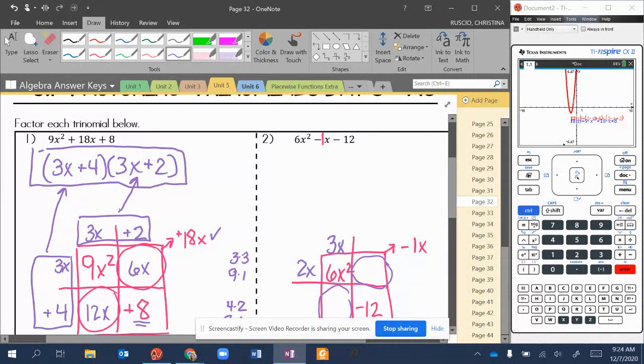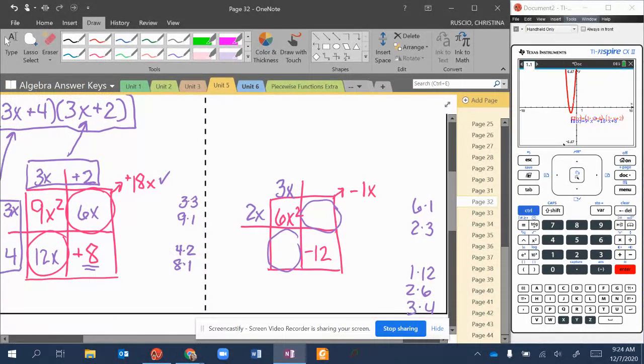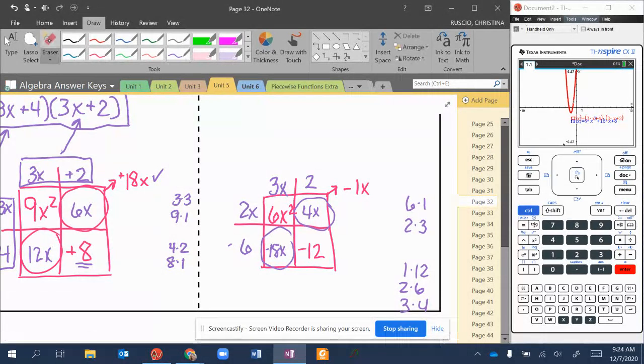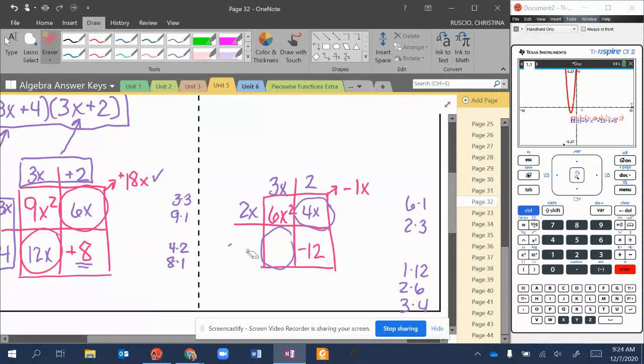Sorry, my screen's jumping all over the place today. So I'm going to put the 6 down here and the 2 up here. So there I get 18x and 4x, and they're definitely not going to work. Okay, so I'm thinking that 6 and 2 are not my answers.